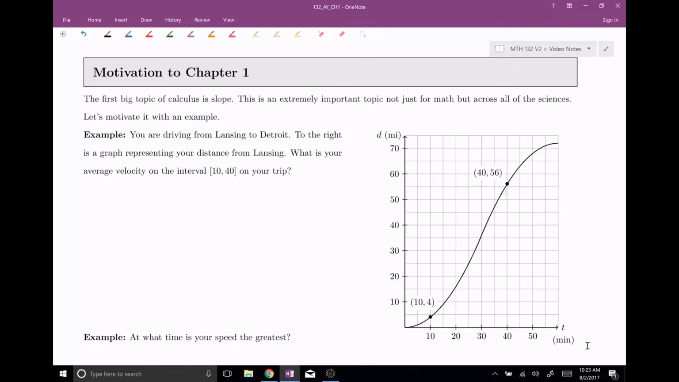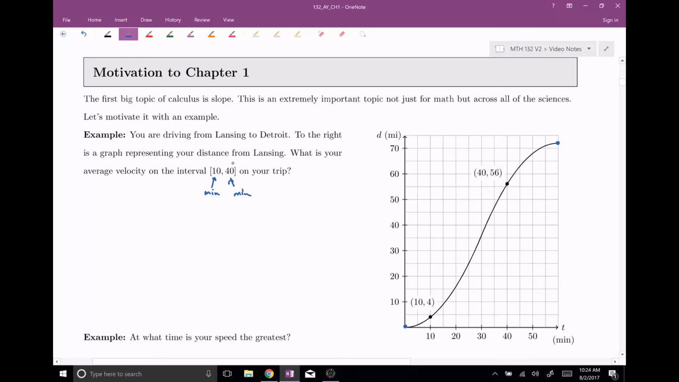So you can see here at time equals 0, you start off in Lansing, your distance is 0 away. And then over here, about 60 minutes later, our distance from Lansing is a bit over 70 miles away. So this is miles, this is minutes. And so the question is, what is your average velocity on the interval from 10 to 40, so this is going to be 10 minutes to 40 minutes.